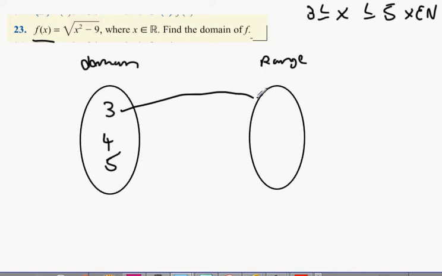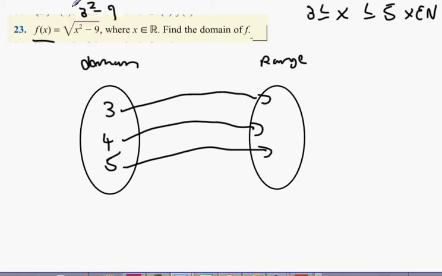Okay, and then these numbers will map onto the range. And the range is basically the answer they produce. So for example, the first one is going to be the square root of 3 squared minus 9. And we all know that's the square root of 0, which is 0. The next one is the square root of 4 squared minus 9. 4 squared minus 9 is 16 minus 9, which would be the square root of 7. And then finally 5 squared minus 9 is going to be 25 minus 9, which is 16, which is 4. Okay, this is the range. The range is paired off with the domain.